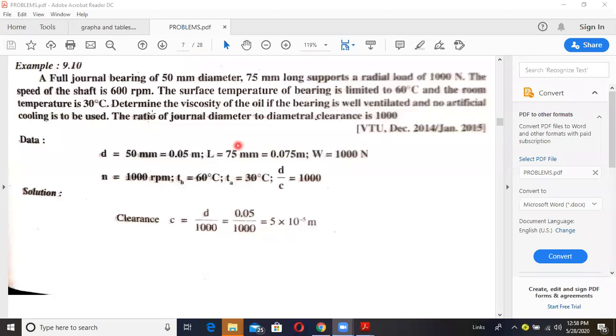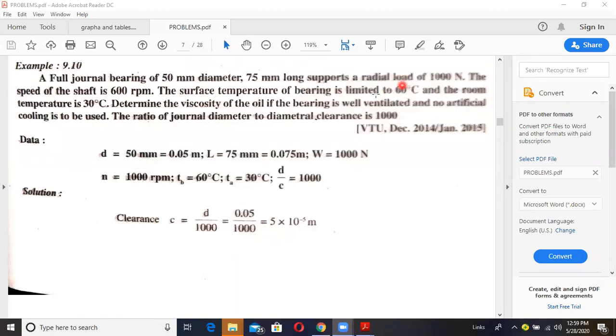Next problem. A full journal bearing of 50 mm diameter. So they have given diameter is equal to 50 mm. Convert into meter. 75 mm long, L is equal to 75 mm. Convert into meter. It supports a radial load of 1000 Newton. They have given the load. The speed of the shaft is 600 RPM. So speed, small n, is equal to 600. It is not 1000; they have given 1000 for the load.